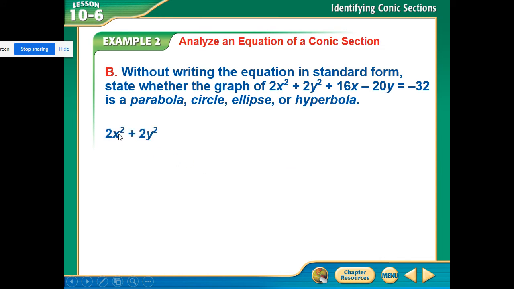Here we have 2x squared plus 2y squared. Notice again, I'm just not worried about completing the square right now. If I have to write it in standard form, I would go ahead and do that, but right now I don't have to. So I'm just looking at the x squared and the y squared. I've got no parabola, I've got no hyperbola, I've got both of them, so the parabola's out, no minus for hyperbola, so it's either circle or ellipse, and those two numbers are the same, so that's going to create a circle.